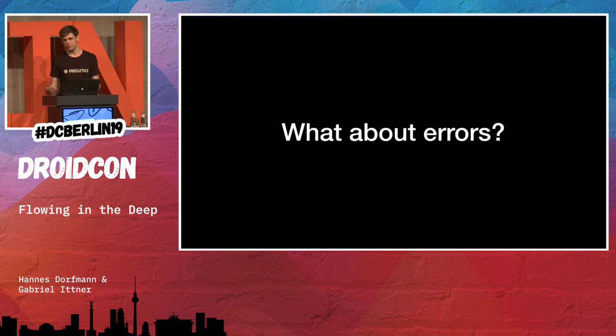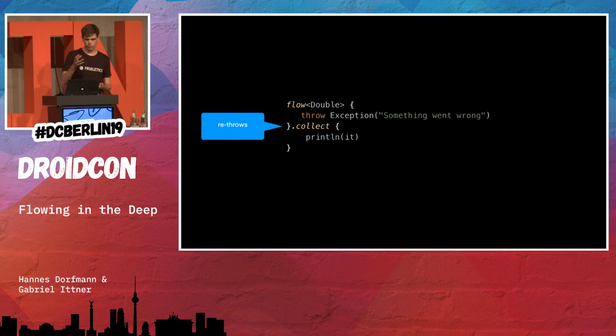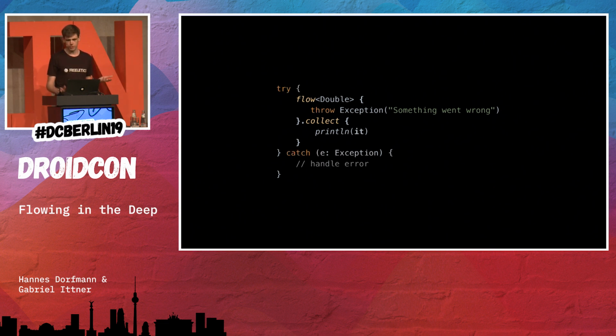So as we saw, the flow collector only has that single emit method. And from other reactive libraries, we're used to having an observer which has onError, for example. So how do we handle errors in Flow? As an example, we have this flow builder which just throws an exception. The collect will actually rethrow that exception, and then you can handle the error like you would handle any other exception, with a try catch around it, and in the catch block you can just write your error handling.